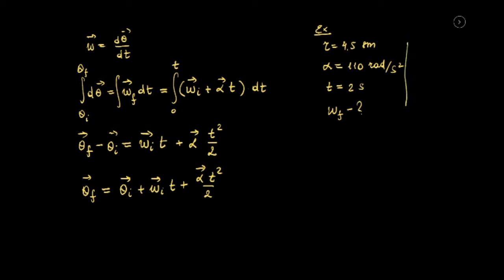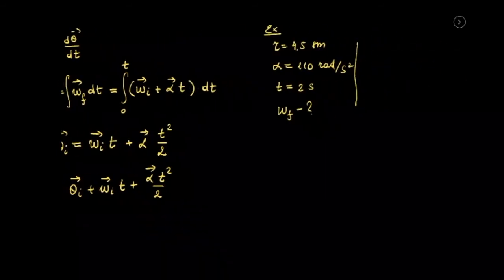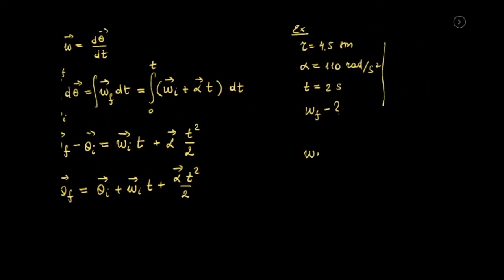To find the final angular velocity, we have to use the equation which we have derived here. Final angular velocity is equal to initial angular velocity plus alpha t. Initially the system was at rest, so it is 0, plus alpha, which is equal to 110, times t, which is equal to 2, so it's 220 radian per second.